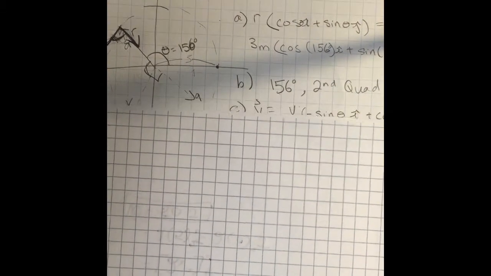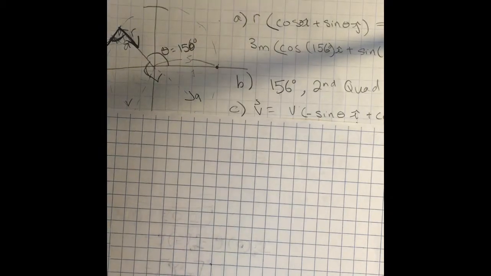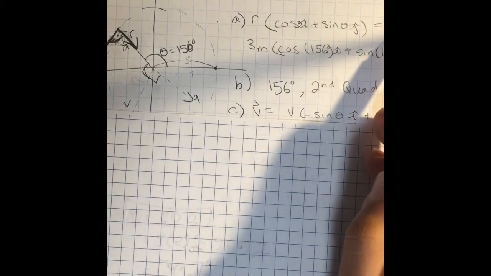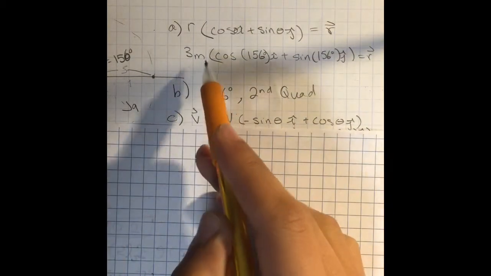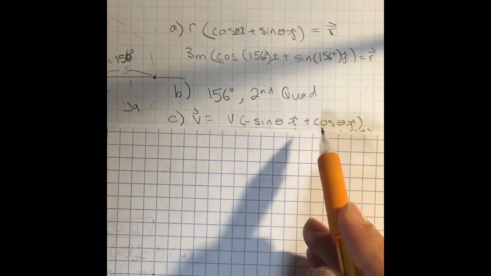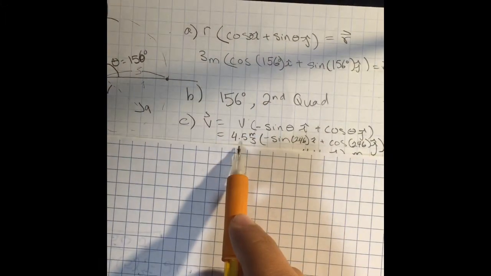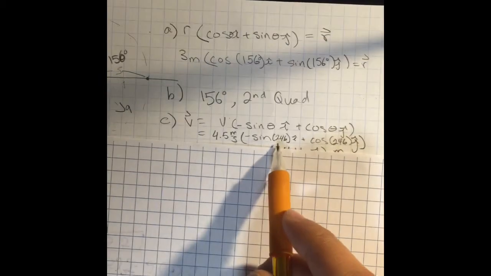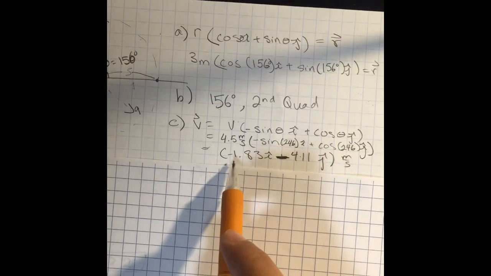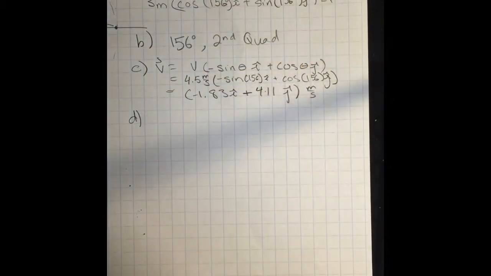Okay, so for part C, which is the velocity vector, we're going to take the similar components of the position. The velocity vector is equal to the magnitude of the velocity times negative sine theta i hat plus cosine theta j hat. We know that the velocity is 4.5 meters per second and the angle is 246 degrees, and I'm going to explain that momentarily for part D, and it leaves us with this velocity.